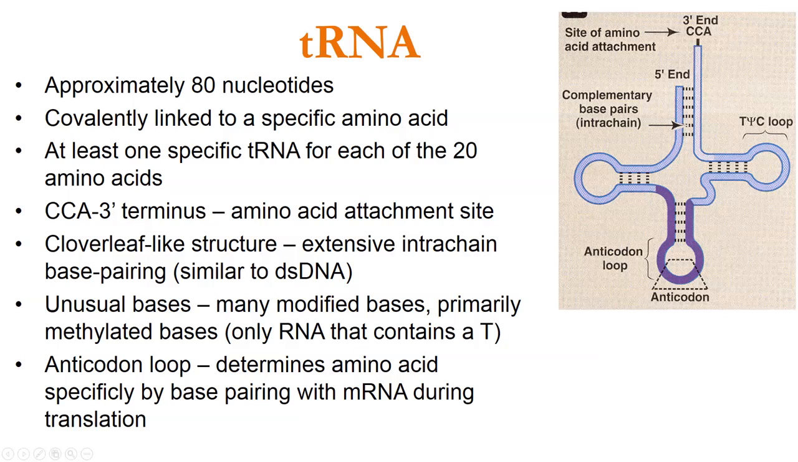We also have this anticodon loop, which is right down here. So the loop is actually a little bit bigger, but the anticodon itself is going to be these 3 nucleotides. And as we're going to see, those 3 nucleotides are actually going to base pair with the messenger RNA in the process of translation. Okay, so that's our transfer RNA. It's got some unique structures.